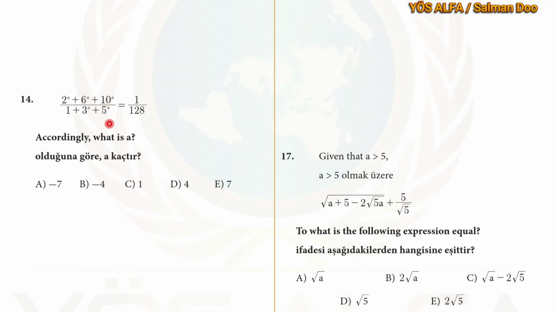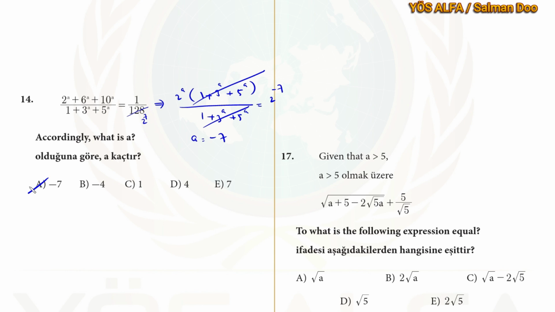14. This equation is given. A is asked. So let's simplify this by taking out 2 to the A of the parentheses. So we have inside the parentheses 1 plus 3 to the A plus 5 to the A over 1 plus 3 to the A plus 5 to the A. So these two cancel out each other. On the right hand side of the equation, since 128 is 2 to the 7, we have 2 to the minus 7 on the right hand side. Since the bases are the same, we have A is equal to minus 7. The answer is A.